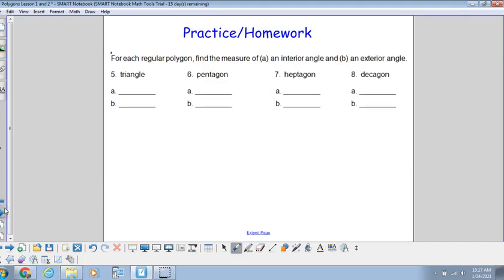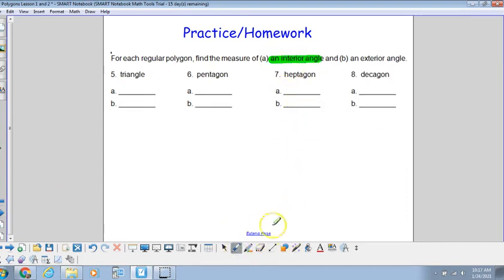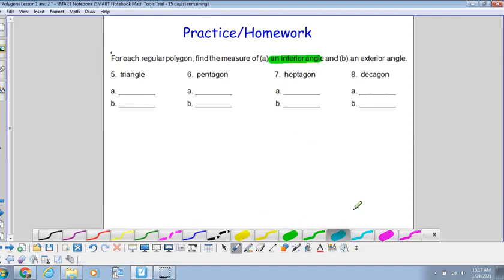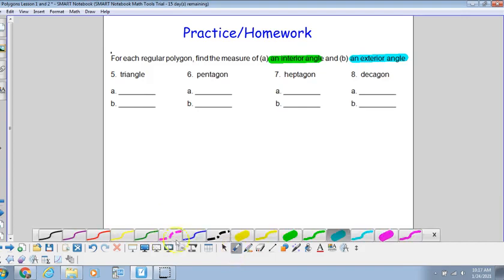Okay, moving on to our next section. For each polygon, we're asked to find 2 things. We're asked to find an interior angle, and then we're also asked to find an exterior angle. So we first need to find the sum of all of them and then divide by how many angles there are. Okay, so for our first problem, a triangle.